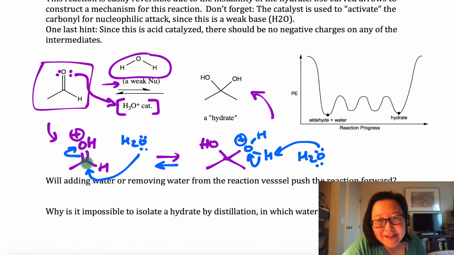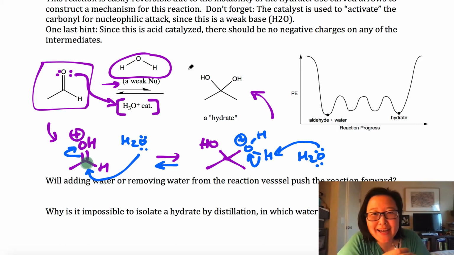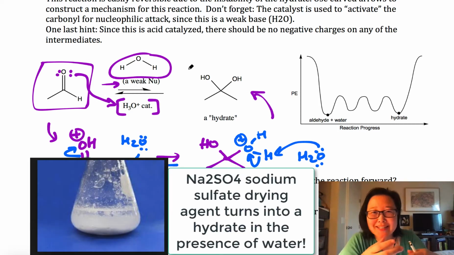You probably have heard of hydrates before, at least in Gen Chem, like Epsom salts, magnesium sulfate heptahydrate. Sodium sulfate is a hydrate too. You use that in lab as a drying agent, and it grabs water and then it puffs up.